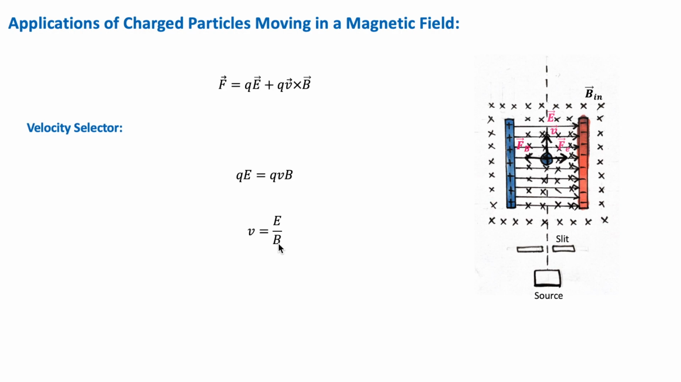If the speed of the particle is greater than this value, the magnetic force will be larger than the electric force and the particle will be deflected to the left. And if the speed is lower than this value, the electric force will be larger than the magnetic force and the particle will be deflected to the right.